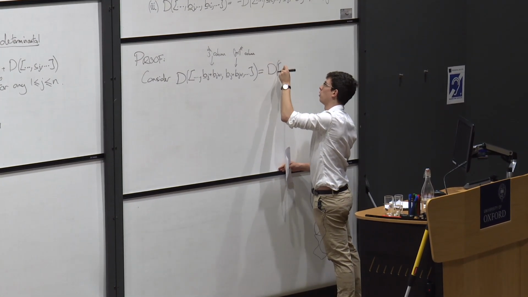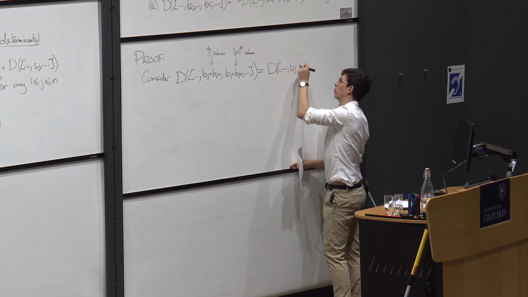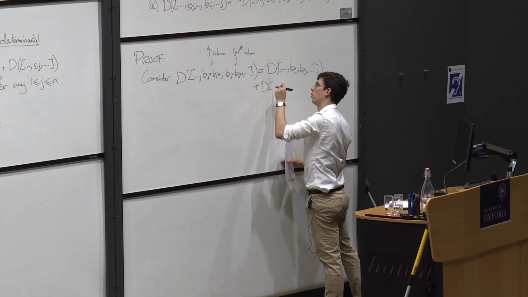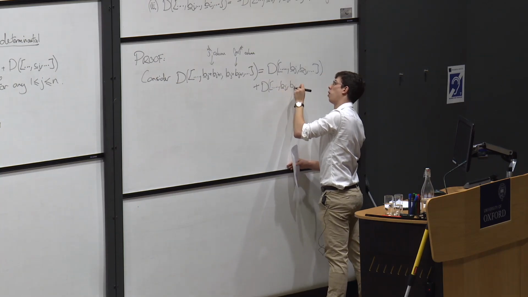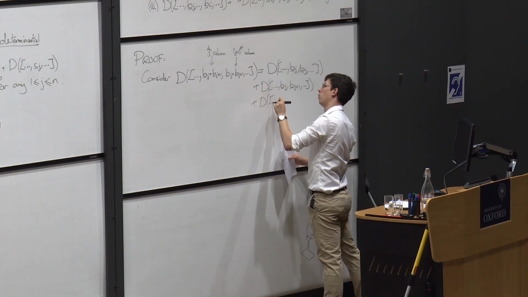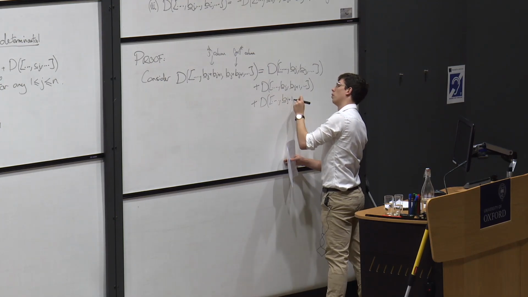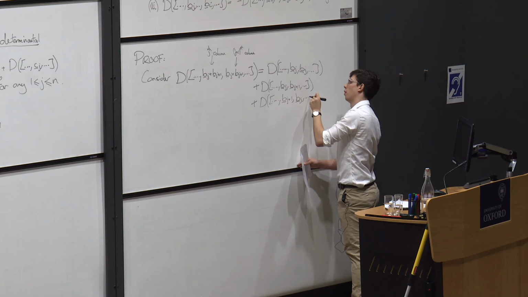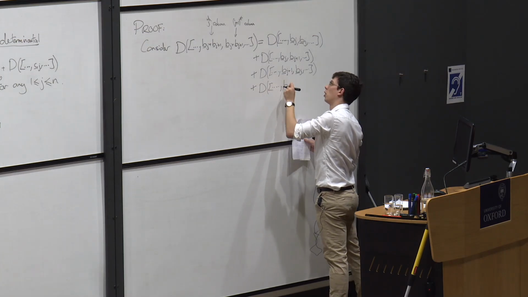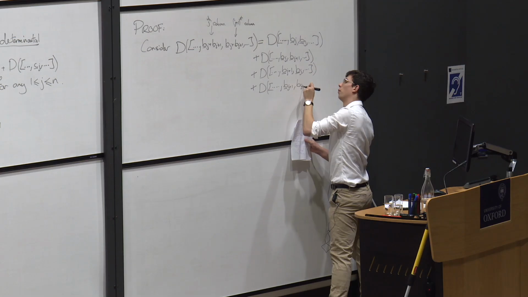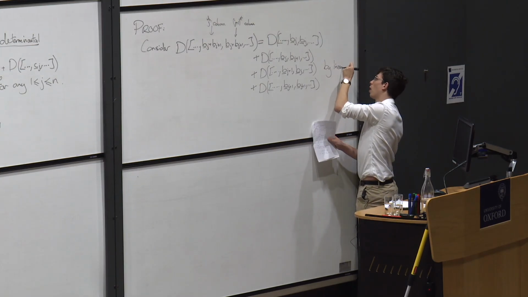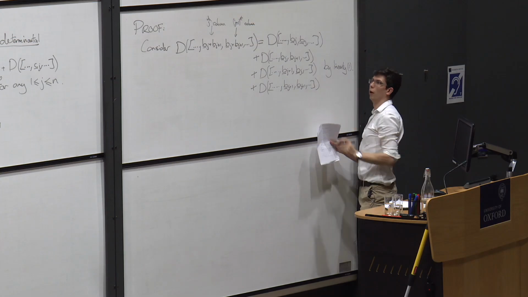So what do I get? Well, I'll get one term with bj and bj. I'll get one term with bj and bj plus 1. I'll get one term with jth column bj plus 1 and j plus 1st column bj. And then I'll get a final term with jth column bj plus 1 and j plus 1st column also bj plus 1. So this is property 1.